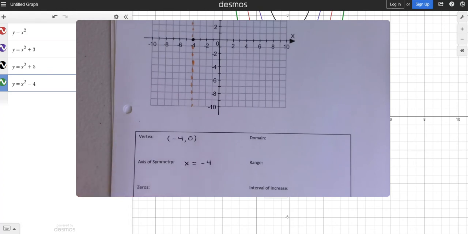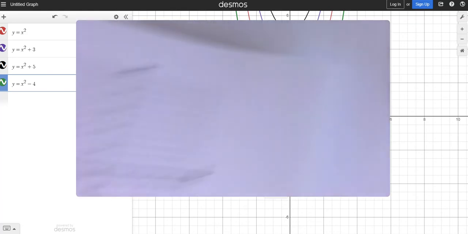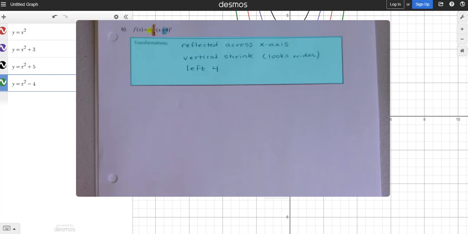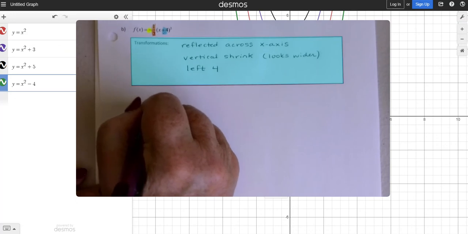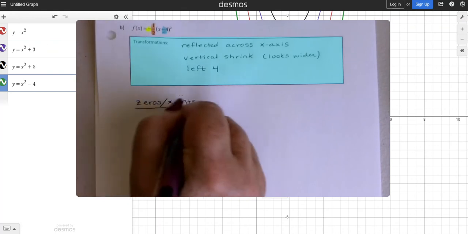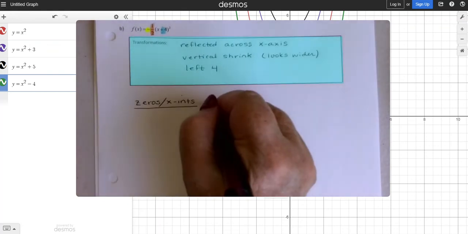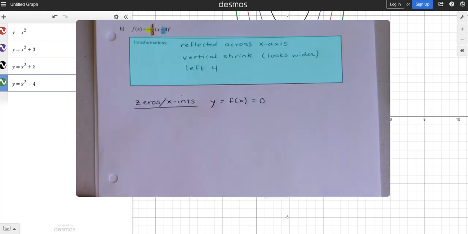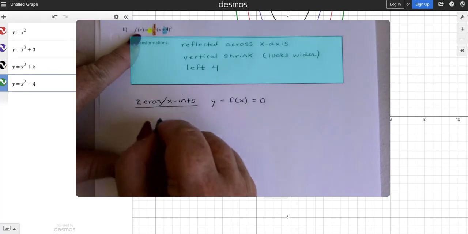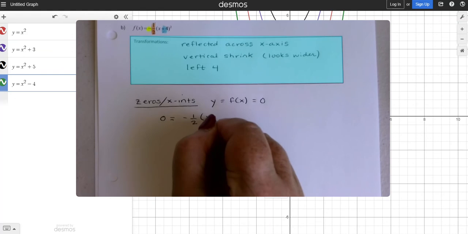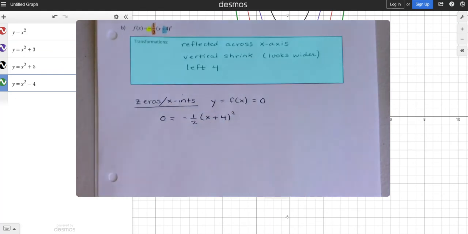All right, that's what I got so far. Let's go back to the page where we can do some work here. And the next thing that I'd like to find are the zeros, which also give me the x-intercepts. X-intercepts, which means y, or in other words, f of x, is equal to 0. So I'm going to say 0 equals negative 1/2 times x plus 4 squared.